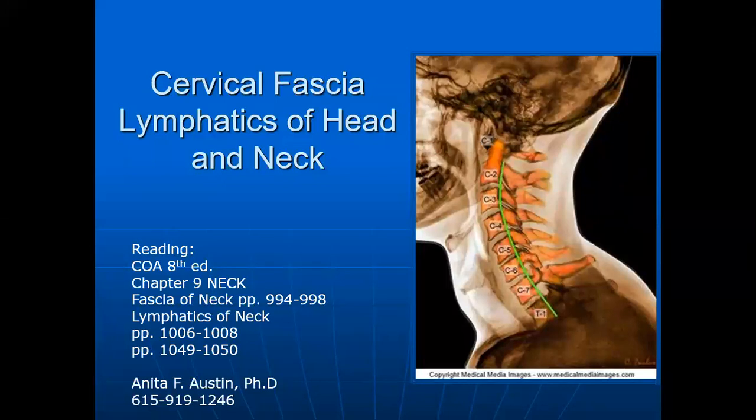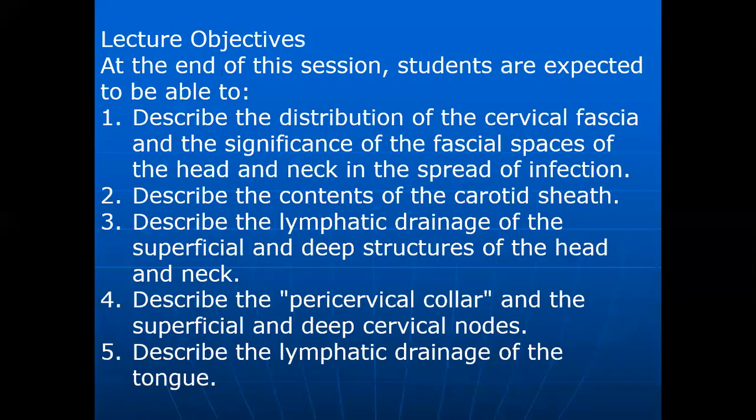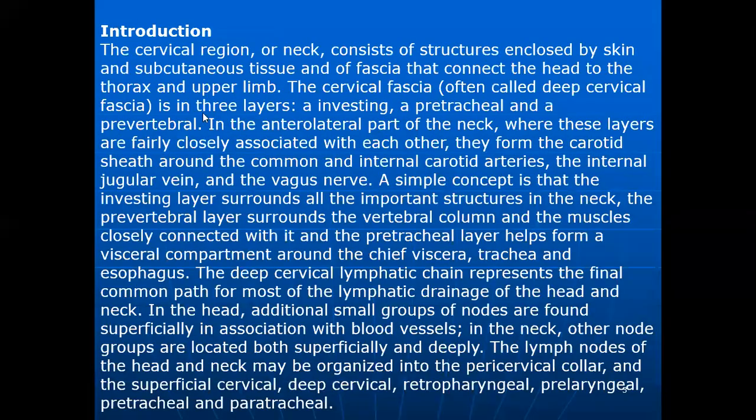Okay, so cervical fascia, lymphatics of the head and neck. So this is a super dense paragraph, so some things that I wanted to point out because I got to skim it before we started. Important things are the cervical fascia. It has 3 layers, and cervical fascia and deep cervical fascia are the same thing. It's just 2 names for the same thing.